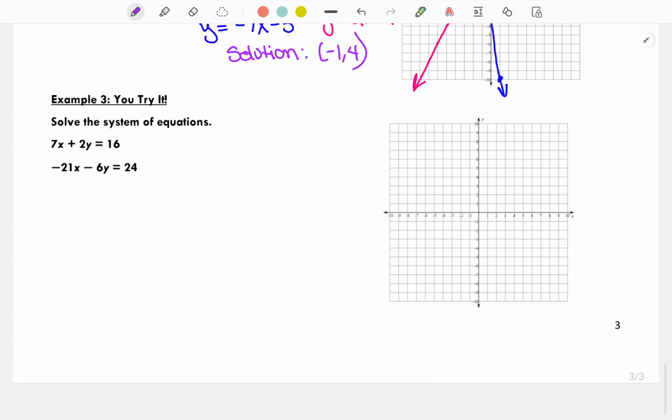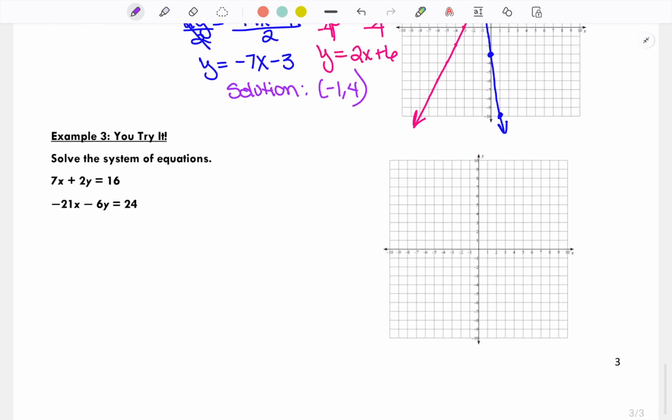Okay, so now I want you to go ahead and pause and try this out and see if you can find the solution.